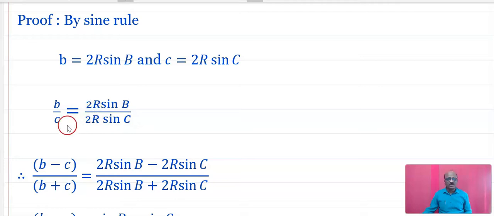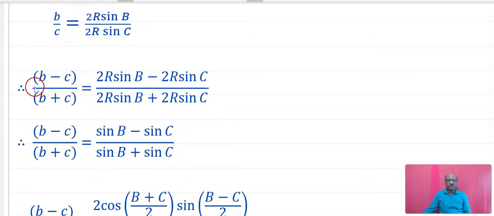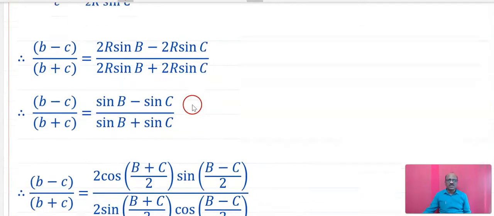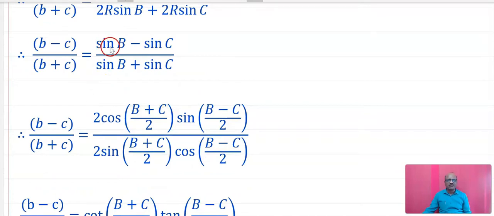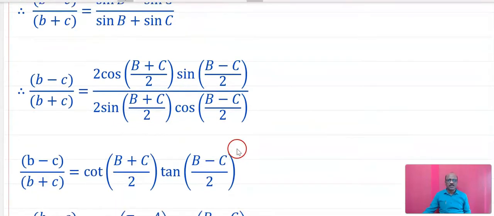Now here we will take the dividendo and componendo, that is (b − c) upon (b + c). Then you will get (2R sine B − 2R sine C) upon (2R sine B + 2R sine C). Take 2R common and cancel it. Next apply the sine formulas: the numerator is 2 times cos of (B + C) upon 2 into sine of (B − C) upon 2, and the denominator is 2 times sine of (B + C) upon 2 into cos of (B − C) upon 2. Hence you will get cos of (B + C) upon 2 over sine of (B + C) upon 2, which is cot of (B + C) upon 2.